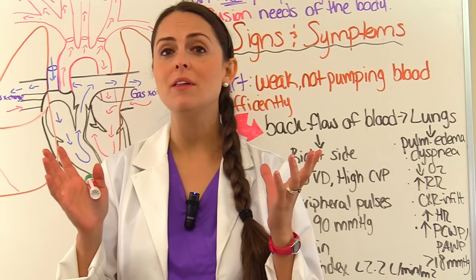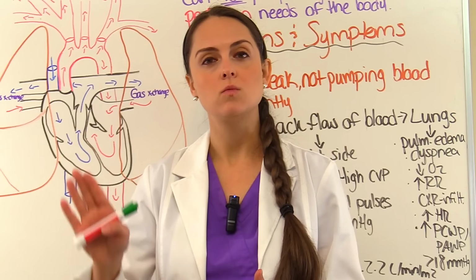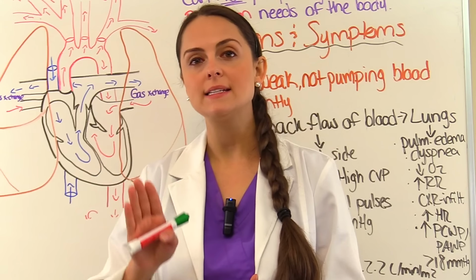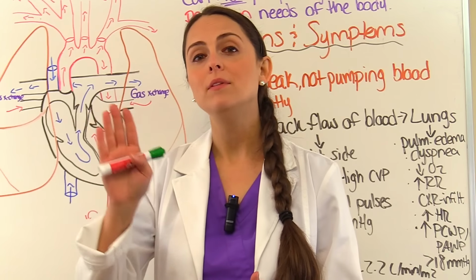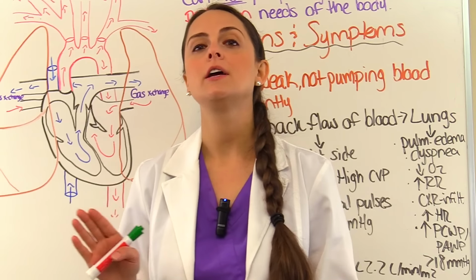In addition, remember at the beginning of the lecture I said that this isn't a blood volume issue. The heart has plenty of blood volume to pump, which, because it's weak and it's not being able to maintain cardiac output, that blood volume is going to start to back up in the heart, go to the lungs, and go to the right side. So that's really where you're going to see your other signs and symptoms.